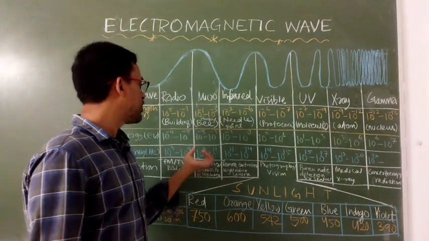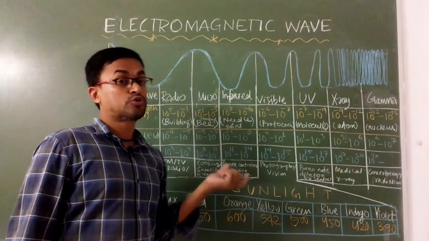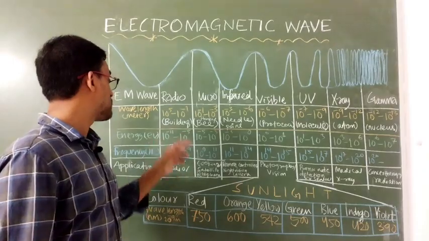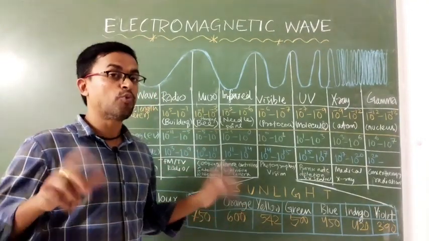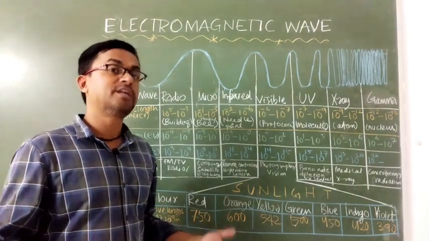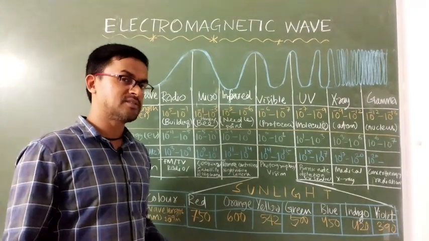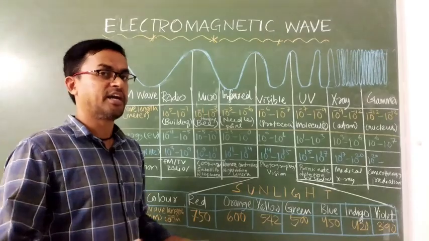Then the microwave is 10 to the minus 5 to 10 to the minus 3 electron volt, which is also very, very little. Yes, 1 by 1000 of an electron volt. It never affects us, or any animals or living beings.